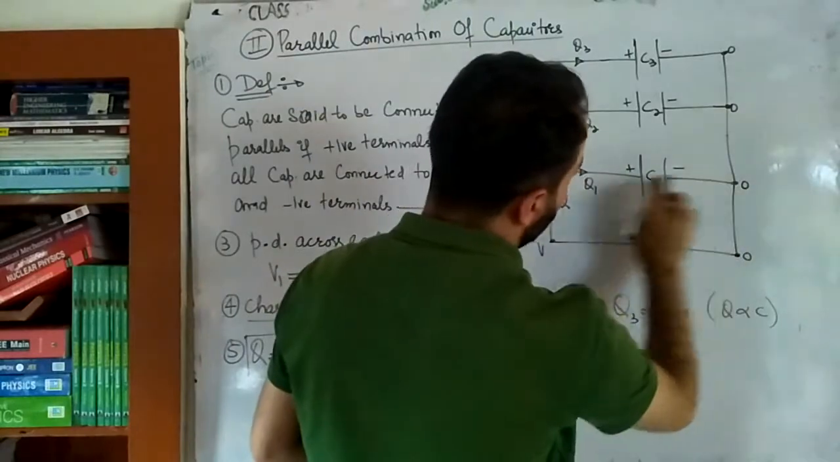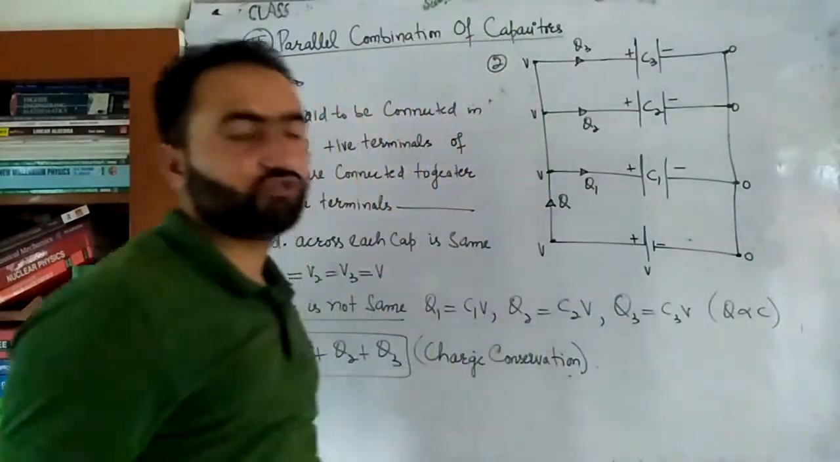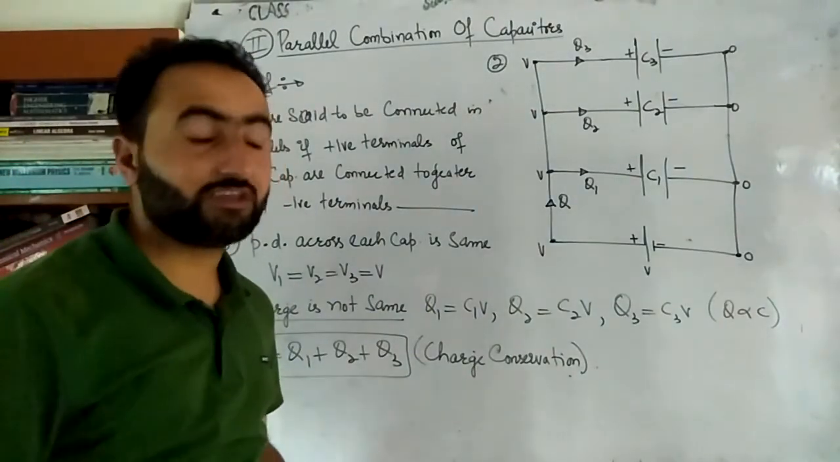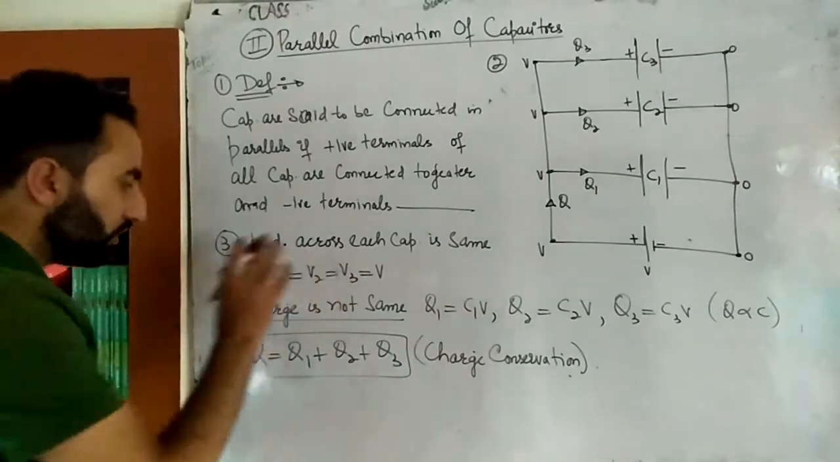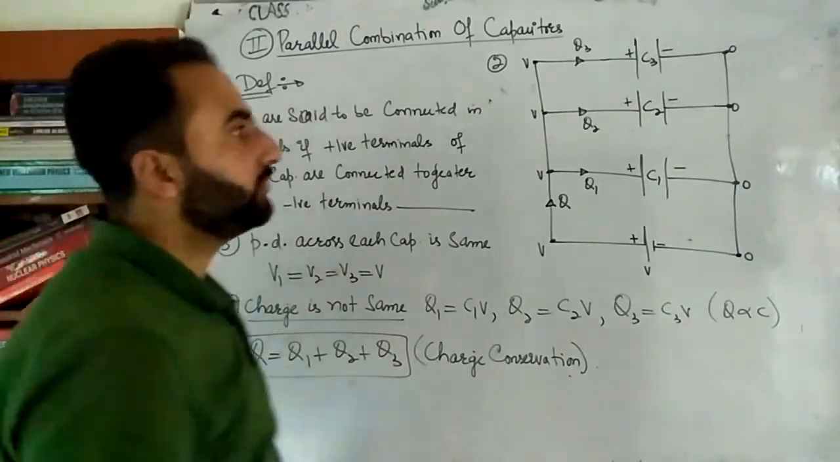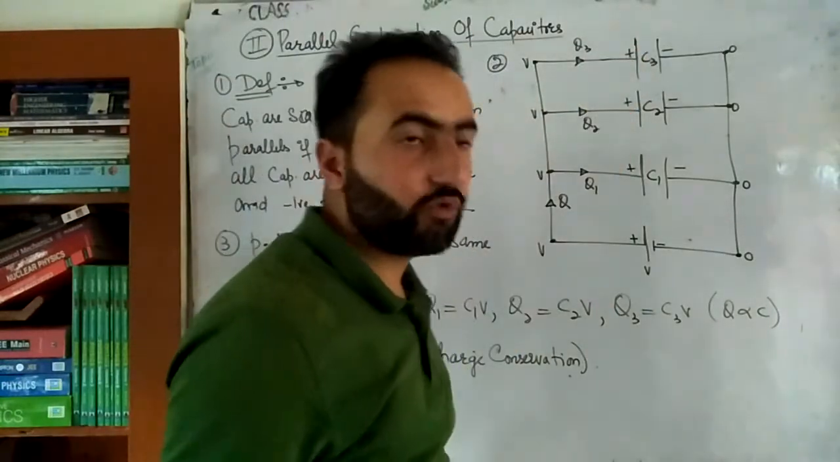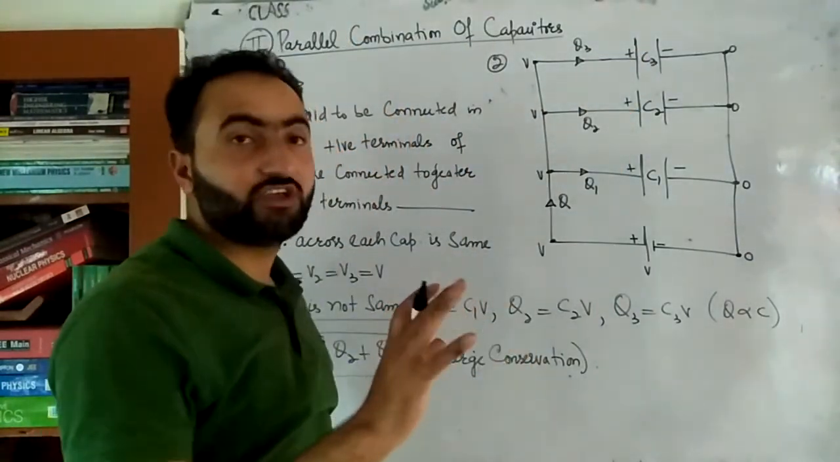What is the potential difference across this? That is V. Potential difference across this is V. Potential difference across this is V. So the capacitors are said to be connected in parallel if the potential difference across each capacitor is the same. So that's like this. But the charge in general will not be the same. Charge will be the same only if the capacitance of each capacitor is the same. Only in that very case, the charge developed on each capacitor will be the same. Otherwise, in general, the charge is not the same.